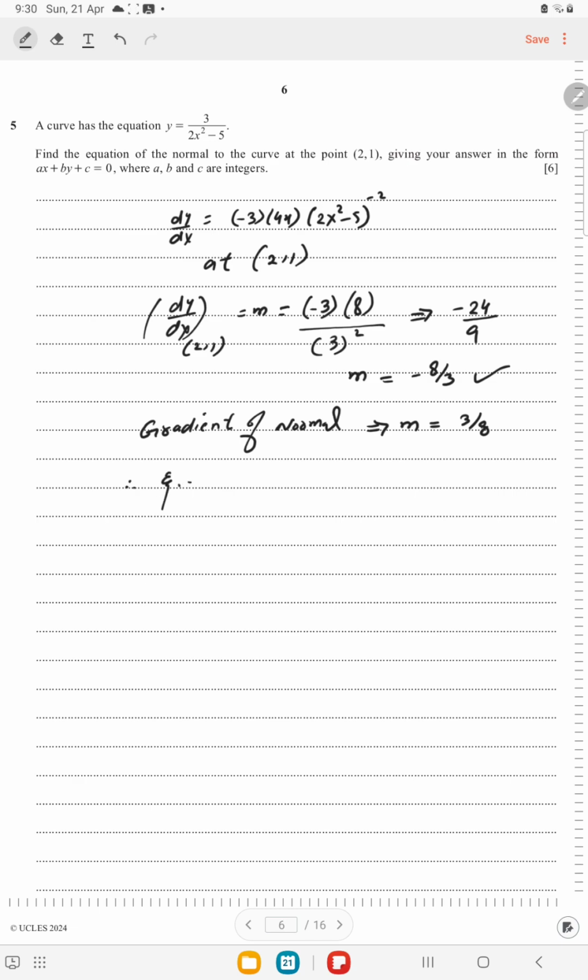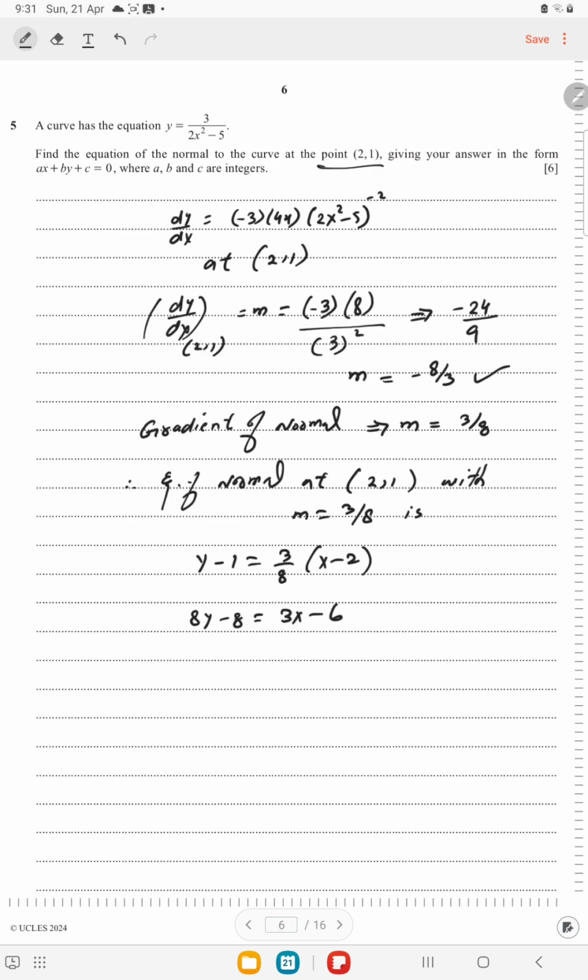So therefore the equation of the normal at the given point (2, 1), with gradient m as 3 by 8, is y minus y1 equal to m times x minus x1. Simplify it: 8y minus 8 equal to 3x minus 6. As we have to write the answer in this form, take all the terms to the other side: 3x minus 8y minus 6 plus 8. So 3x minus 8y plus 2 should be the right answer.